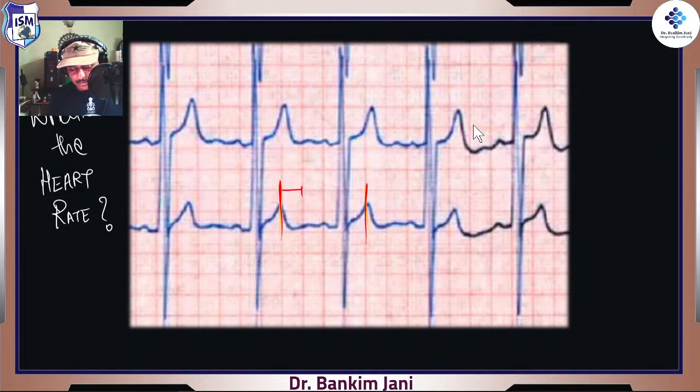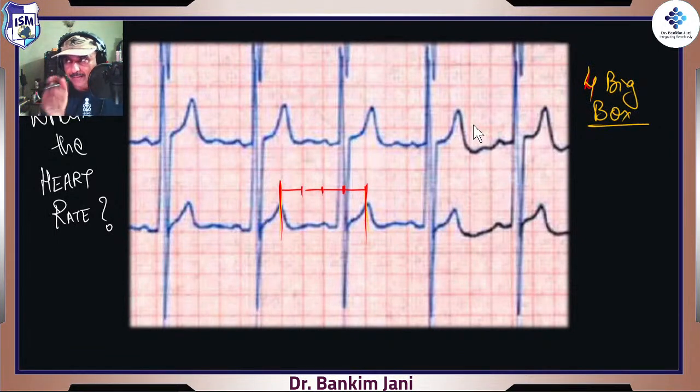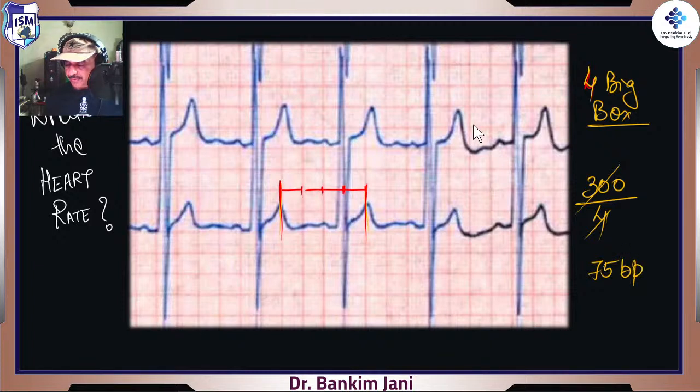So this is one big box, second big box, this is the third big box and the fourth big box. So four big boxes between two consecutive pulses, which means one beat. So our formula says 300 divided by 4, and that comes to 75 beats per minute. So nice, so easy, you know.